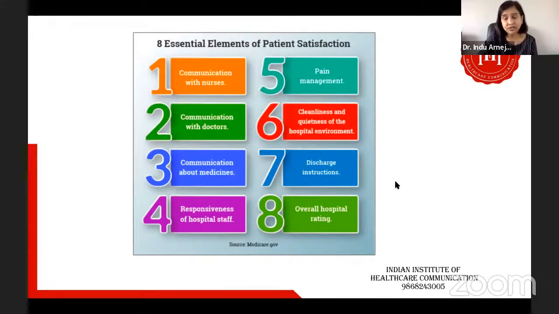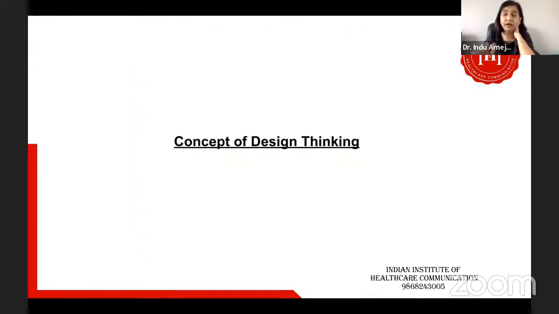Then discharge instructions, another important communication which we make with the patient, but we need to do it more carefully so that there is no miscommunication on that. And then overall treatment of the hospital. If we can look after all this, I'm sure patient satisfaction will definitely go up.